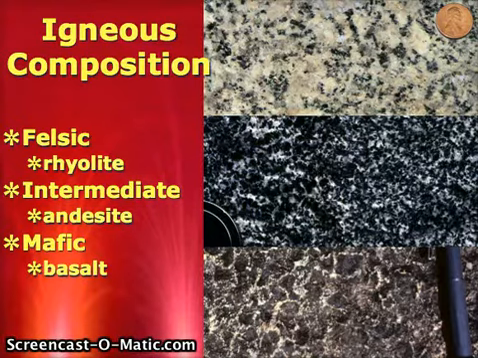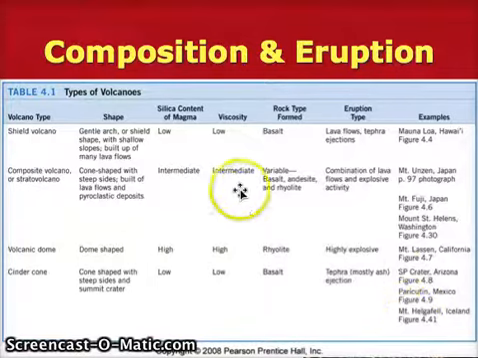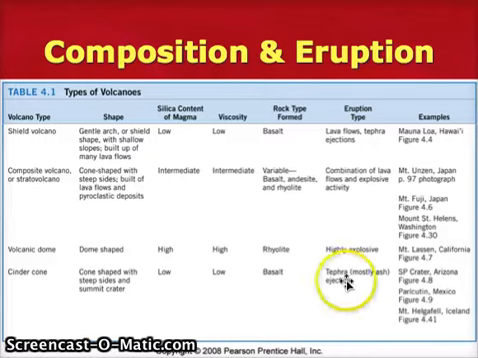The picture up at the top shows you some felsic rock. You'll notice it's pink. Mafic rocks, which are down at the bottom, are black, although they look kind of brownish in this slide. And then the intermediate rocks are a mixture of black and white, so they're in between. So when we go to the next slide, and this table is from your book, this shows you the rock type formed: basalt, rhyolite, andesite, and the different eruption types.